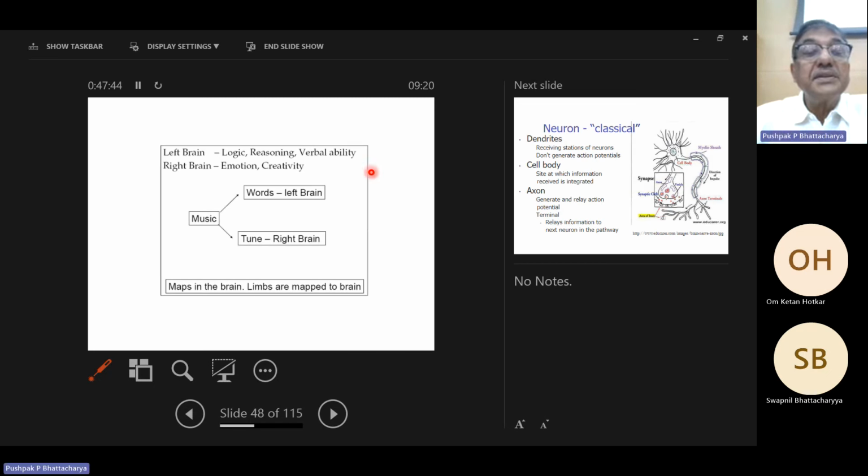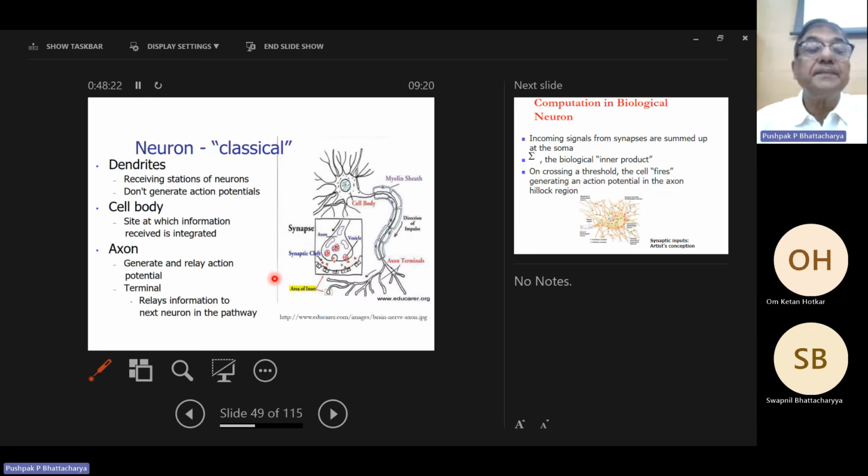So left brain is logic, reasoning, and verbal ability. Right brain is emotion and creativity. For example, in music, the left brain deals with words and right brain deals with the tune. Very interestingly, the limbs are also mapped to the brain. This forefinger, for example, has a mapping in the brain. There is one particular part of the brain which is mapped to this finger. All these have been found over several decades by very painstaking research.